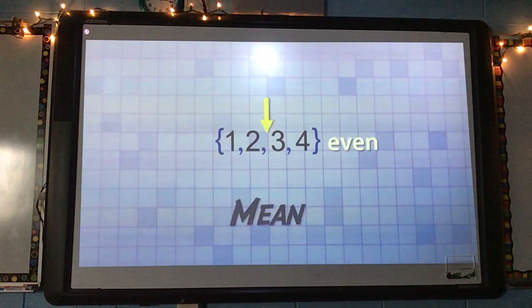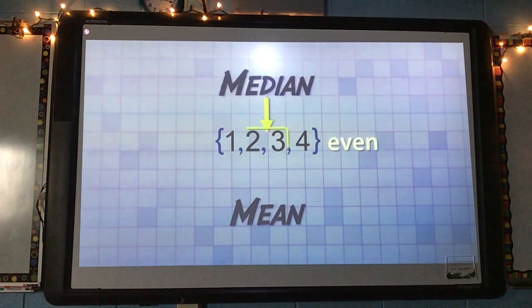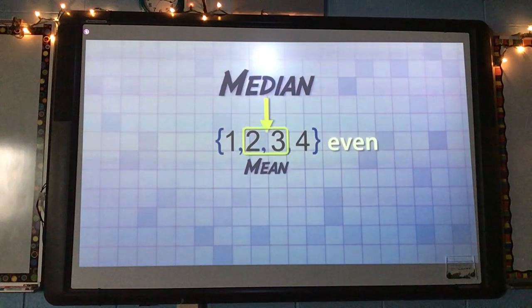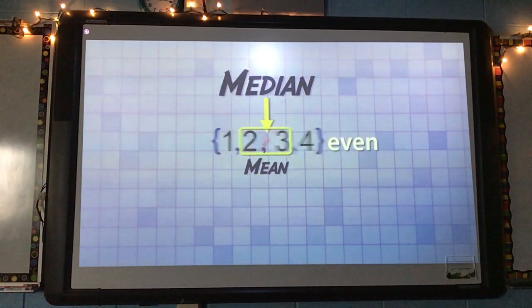If the data set has an even number of members, then to find the median, we need to take the middle two numbers and calculate the mean or average of those two. By doing that, we're basically figuring out what number would be exactly halfway between the two middle numbers, and that number will be our median.